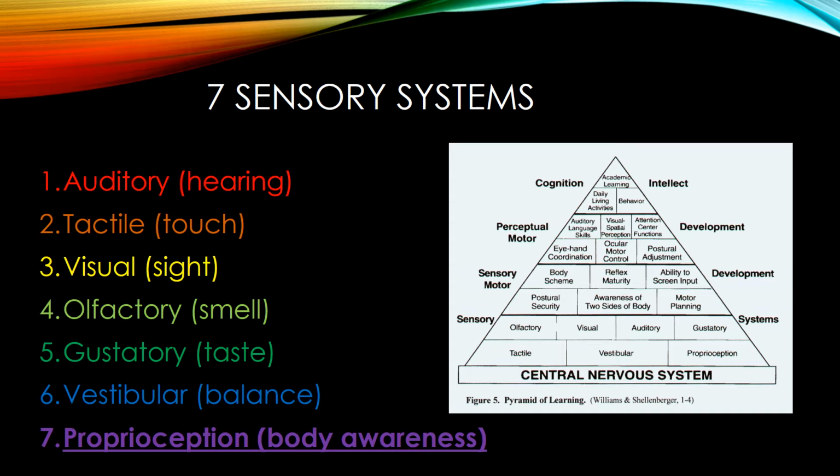Decreased proprioception is characterized by uncoordinated movements, falling down often, bumping into objects in the environment, or delay in gross motor activities.